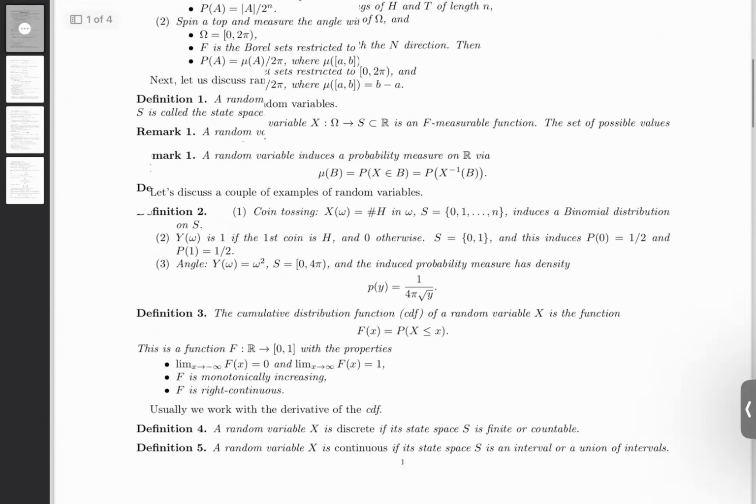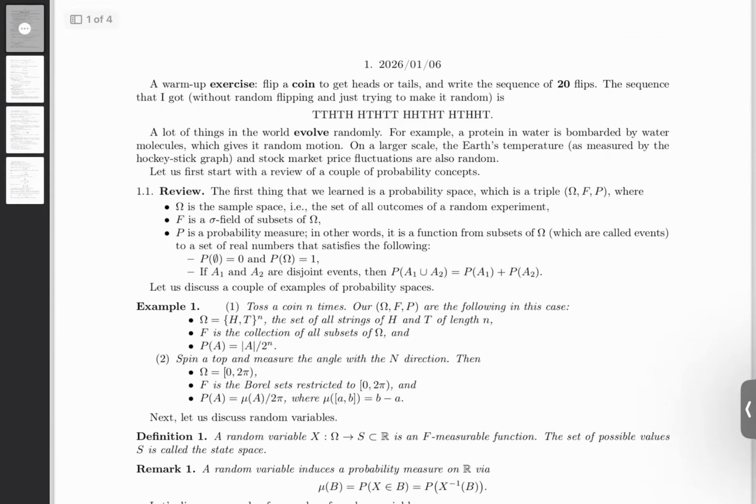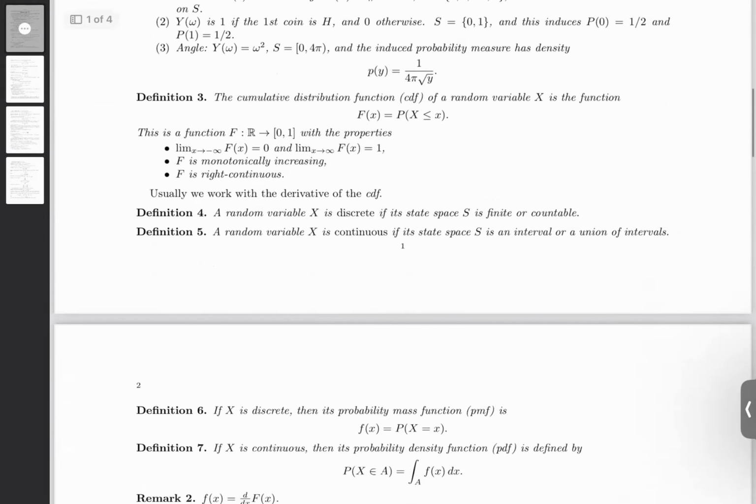This semester I'm trying to do something new: I'm typesetting my notes in LaTeX, which is super fun. And so far I have this.